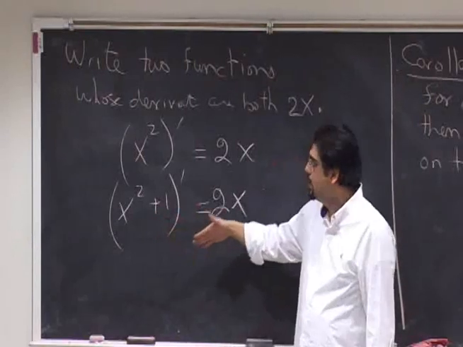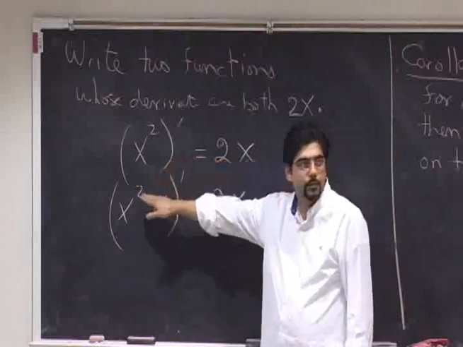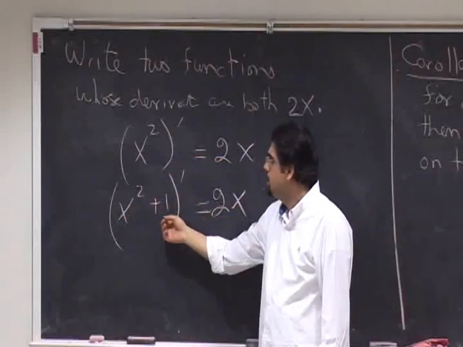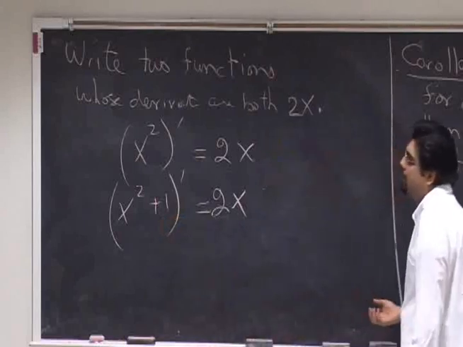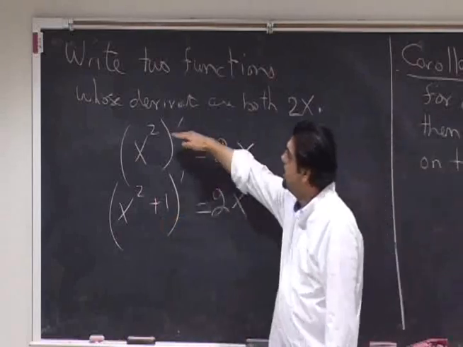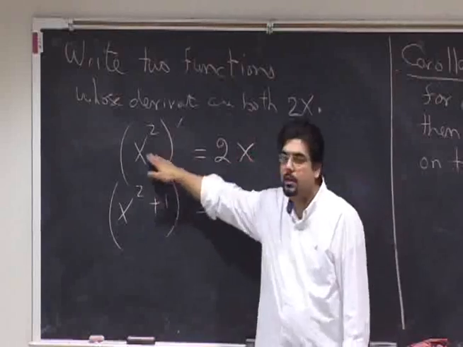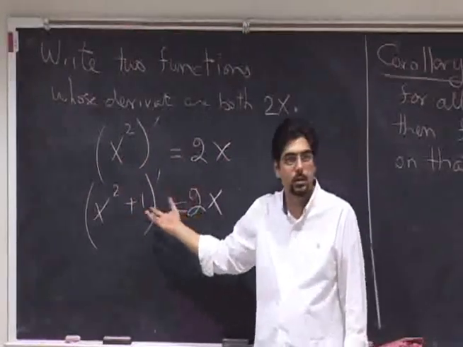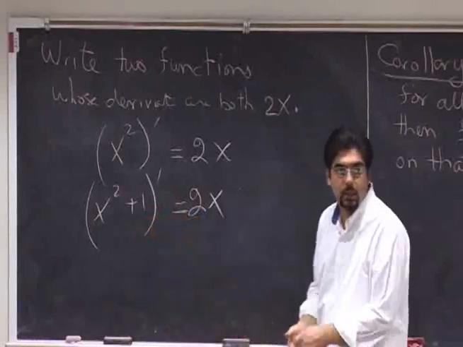So in general, how would you generalize that? Plus C, plus some constant. So this next corollary just states that fact: if two functions have the same derivative, then their difference must be a constant. Their difference is a constant. Okay? Does that make sense?